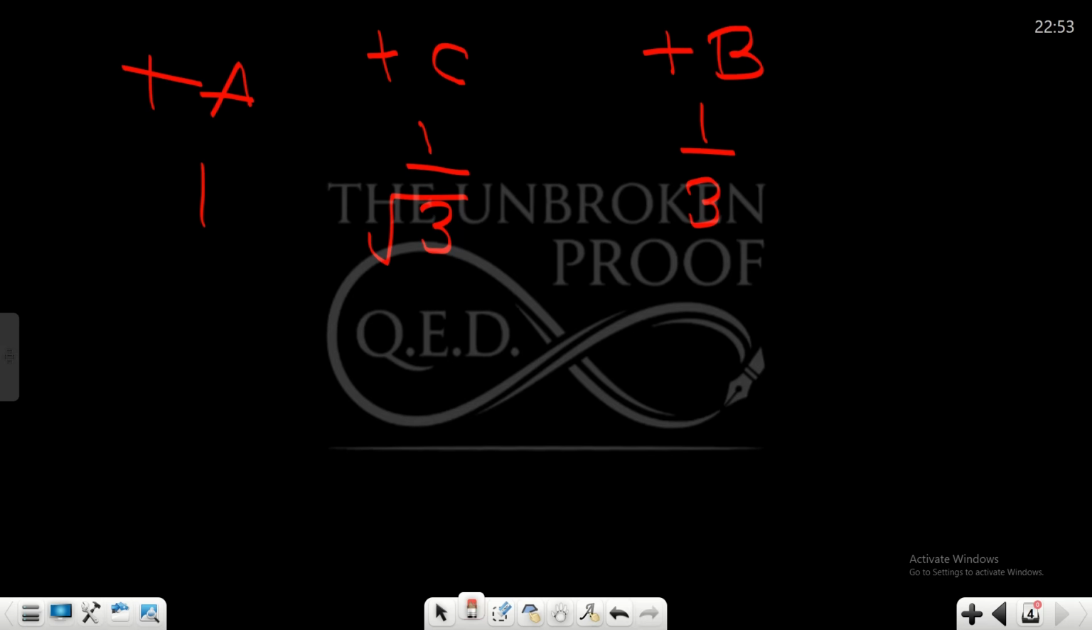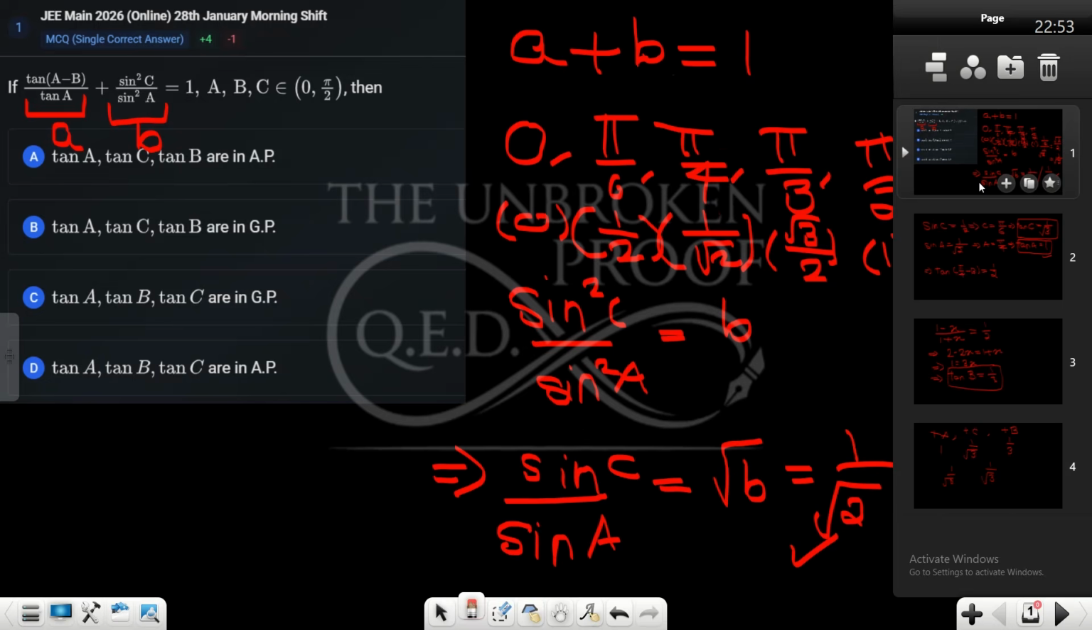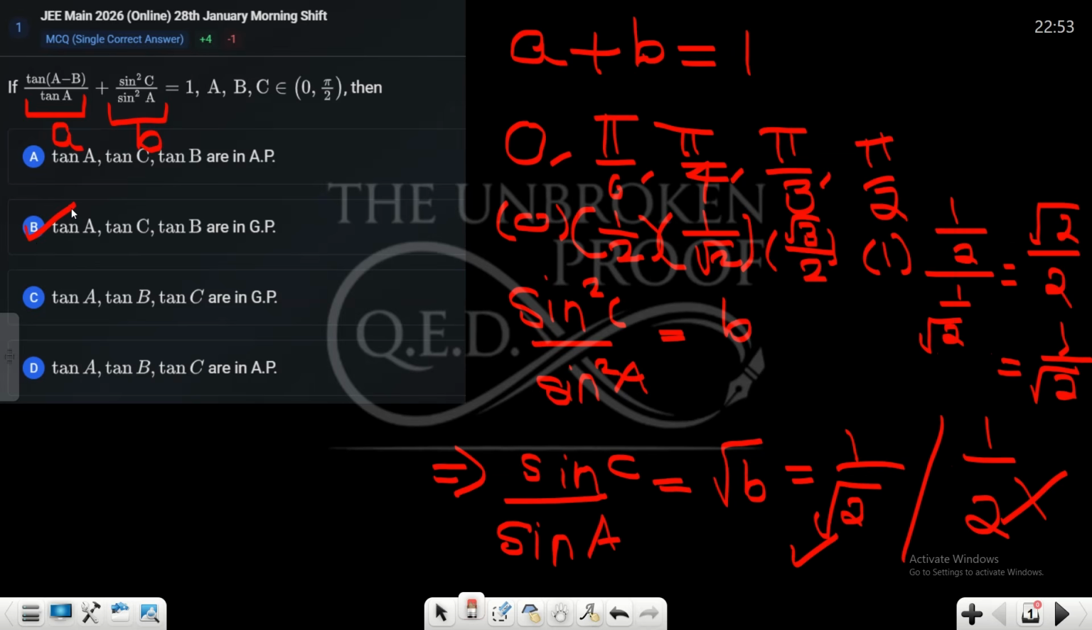Now what is clear is that the common ratio is 1 by root 3, correct? If you multiply 1 into 1 by root 3, you will get 1 by root 3, and if you multiply one more 1 by root 3, you will get 1 by 3. So one thing is clear, that tan a, tan c, tan b, they are in GP. So that's why the final answer for this question is option B.